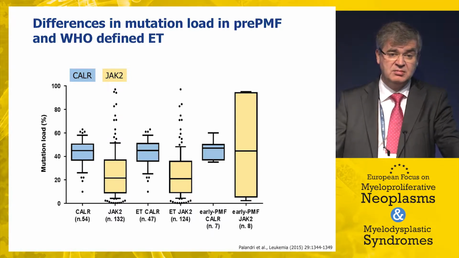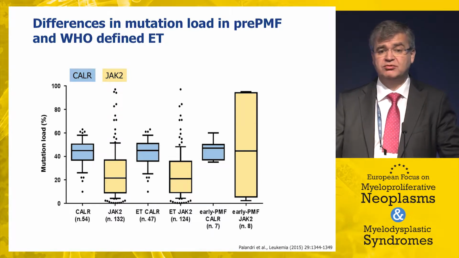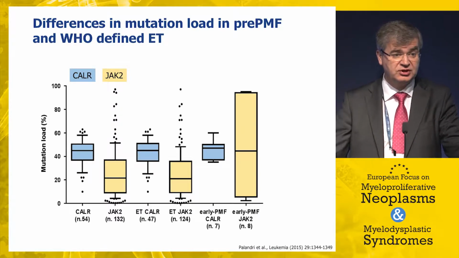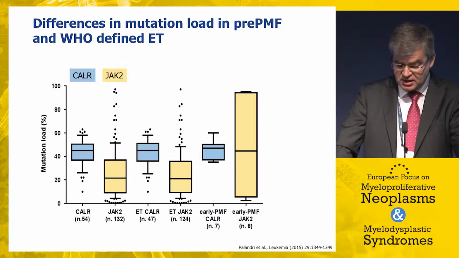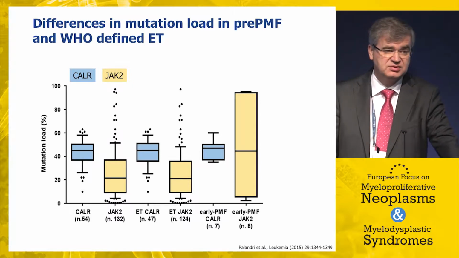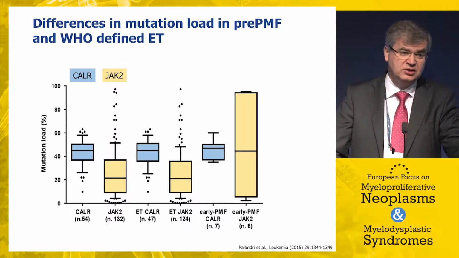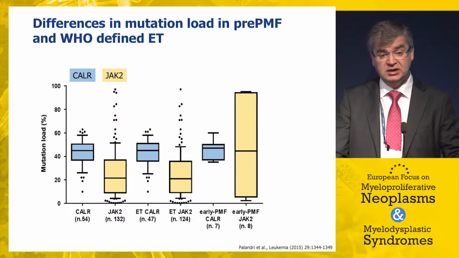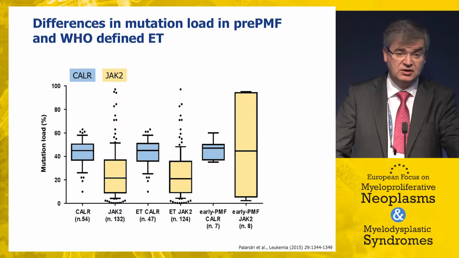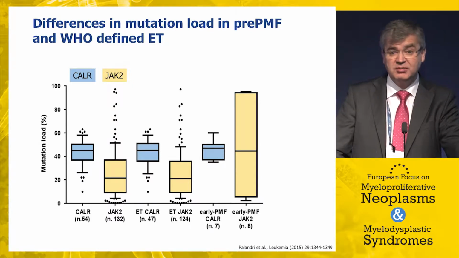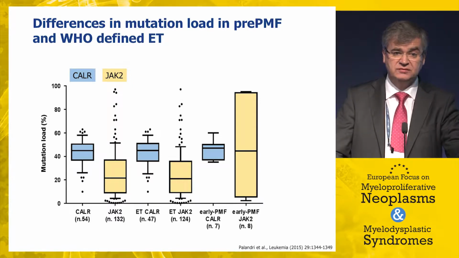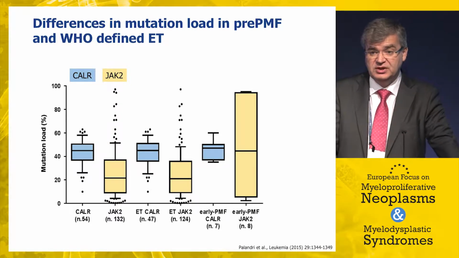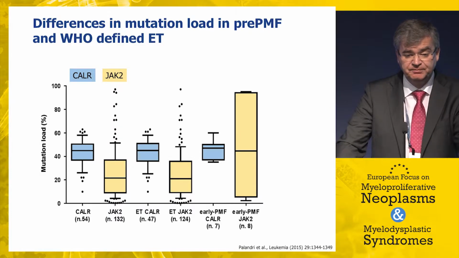Just to show you the difference in mutation load, on average, ET has a much lower mutation load than prePMF, but keep in mind that the prePMF has a wide range of mutation loads, so low mutation load does not exclude prePMF. But if you have a higher mutation load, let's say more than 70%, this is normally not seen in essential thrombocythemia. This is for JAK2. Interestingly, we don't see the same effect for calreticulin. So far, there's no published evidence that there's a difference in mutation load for calreticulin across all these subtypes. So ET and prePMF is exactly the same mutation load.